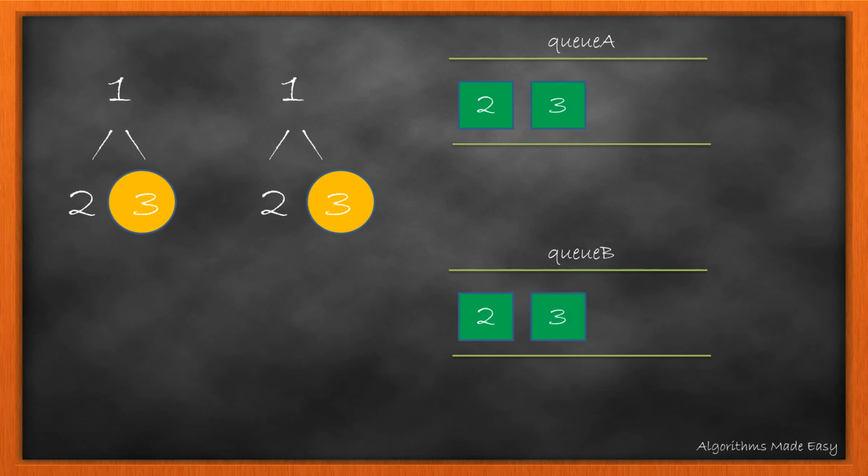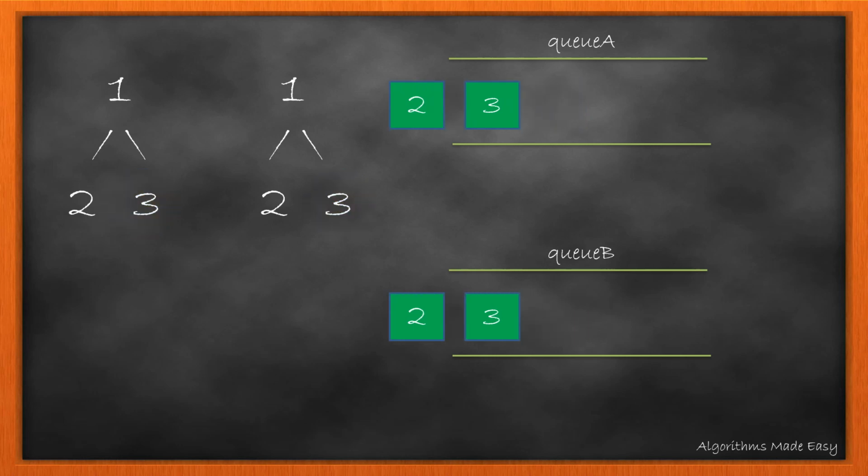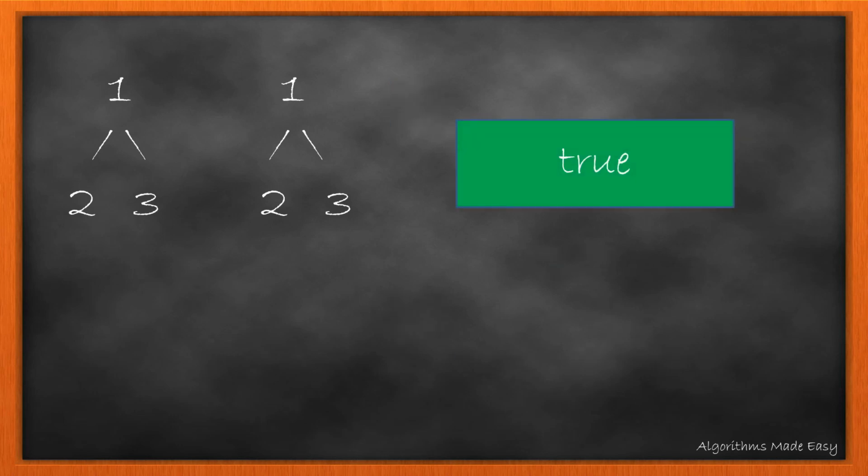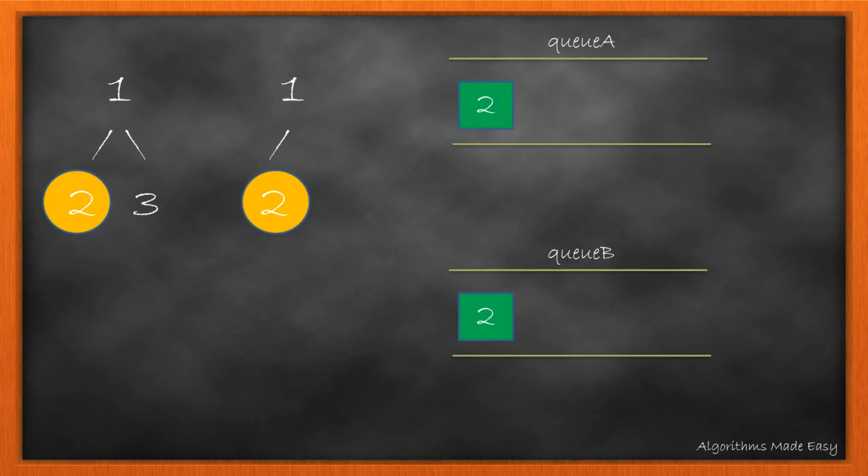As the queue is not empty, we again remove the nodes and check for both left and right. As they are null, we do not add anything. The same will happen in case of 3. As now the queue is empty, we are sure that both trees are the same. So we return true.